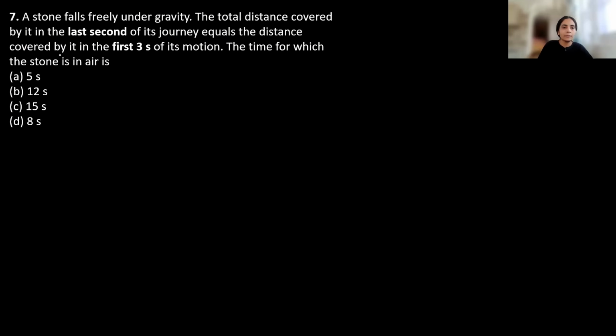Chalo, now let us start with this one. A stone falls freely under gravity. Freely under gravity कहने का मतलब it started with initial velocity 0. The total distance covered by it in the last second of its journey equals the distance covered by it in the first 3 seconds of its motion. The time for which the stone is in air.